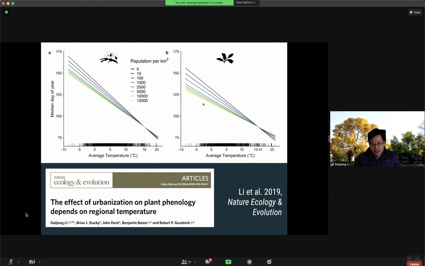So that makes sense. But in the warmer end, like Florida, with higher population density, we actually see the pattern reversed. Here with higher population density, we have slightly delayed flowering and leaf out. The exact mechanisms we're not sure yet, but there are some hypotheses which I will not be able to talk about because of time concerns.